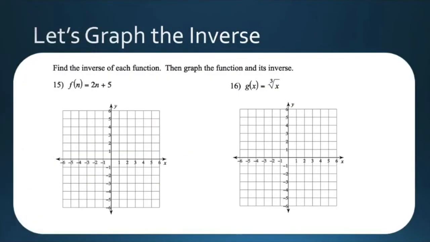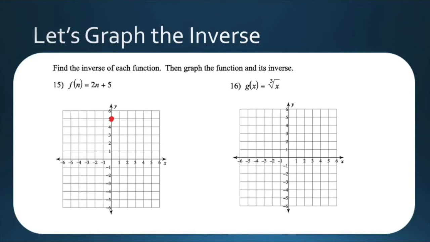Here we go. Are we ready? We're going to graph some now. Let's just graph the original, 2n plus 5. What is this one going to look like? Is this going to be a parabola? A cube root? A line? It's going to be a line. What's the y-intercept of this line? 5. So we're going to go to 5. And the slope is 2. Can I go up 2 and over 1?